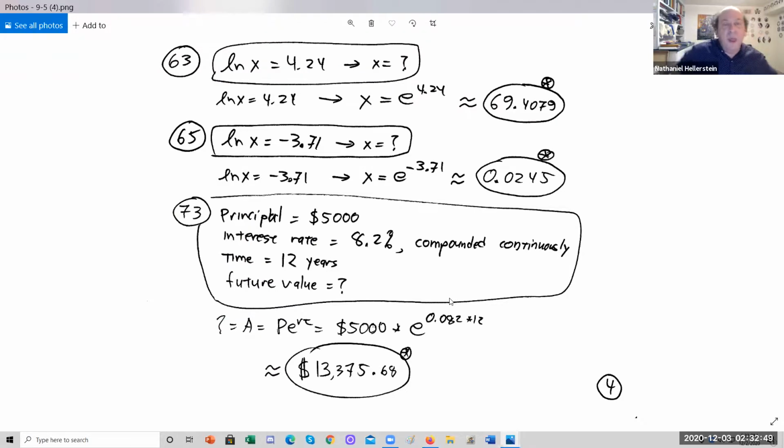All right. ln of x is 4.24 for what x? Well, you transpose the log base e to an exponential base e. So x equals e to the 4.24, and running it into the calculator, 69.4079. I suppose I should say that at least in this calculator here, you can see there's this ln button right here, and you push the second function button, and yellow right above it is e to the x. So that's how you can do this on a calculator.